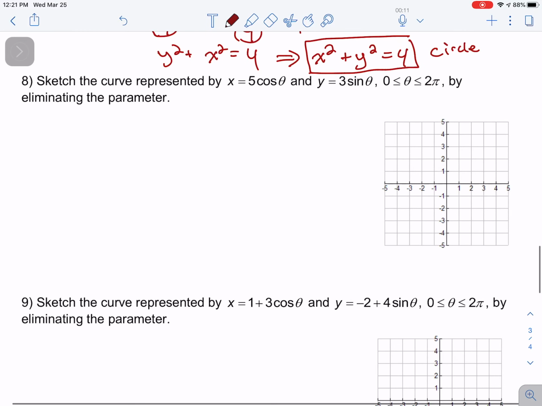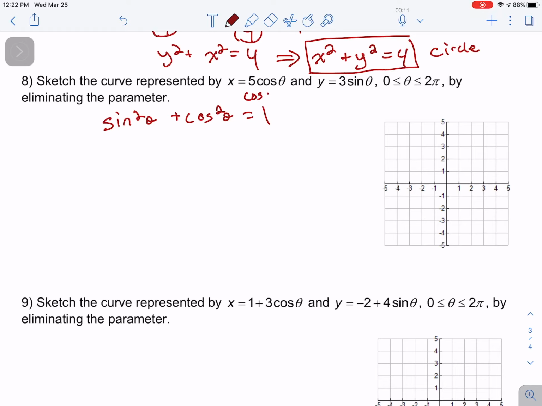Same idea for 8. You want to solve for the sine and the cosine because, again, you want to plug into this sine squared theta plus cosine squared theta equation. So what we're going to do here is solve for sine and cosine. What does cosine equal? x over 5. What does sine equal? It's y over 3. So y over 3 squared plus x over 5 squared equals 1.